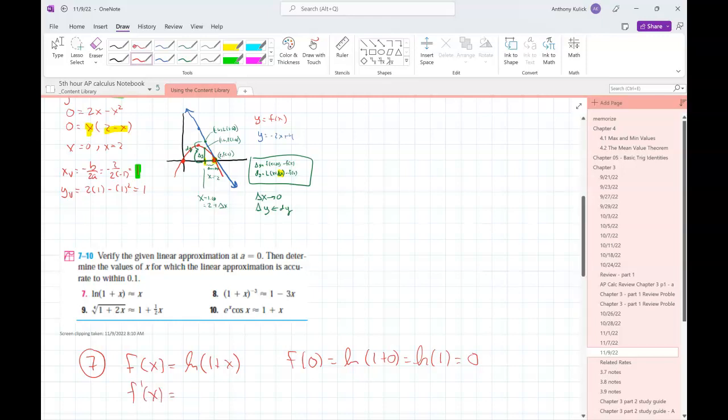So the derivative of natural log of 1 plus x is, that's a chain rule, so the derivative of the outside is 1 over the inside, and then times the derivative of the inside.